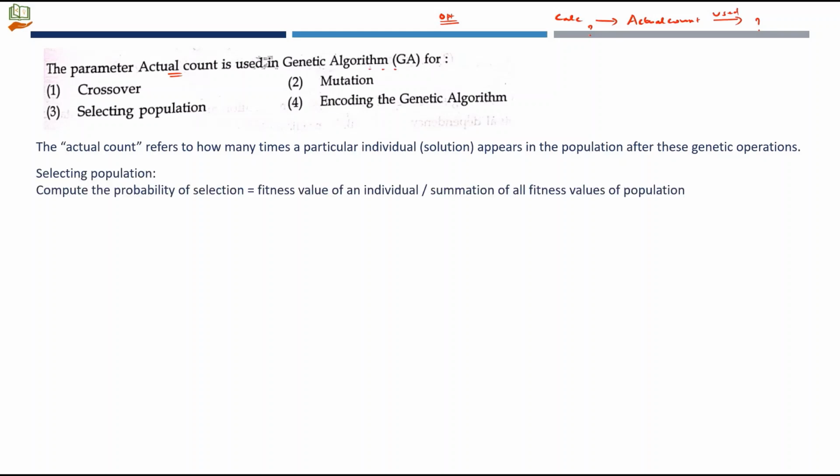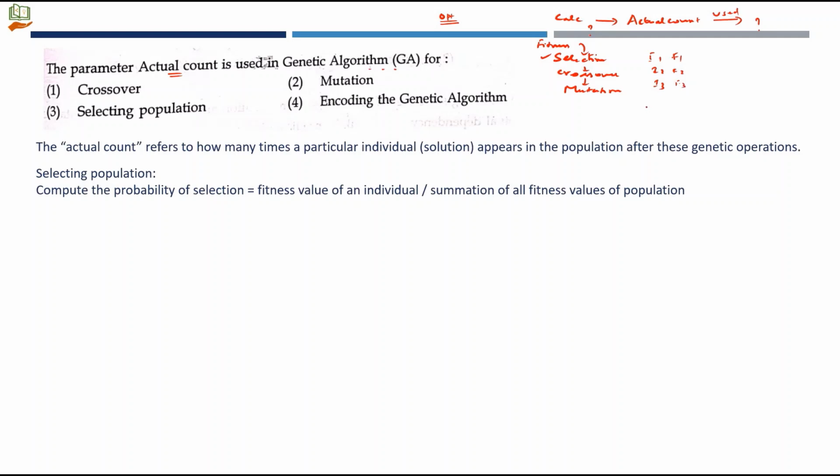So we know there are 3 operations after fitness calculation: selection, then crossover, then mutation. We are in selecting population now. Compute the probability of selection. How do you compute it? Say for example, if there are 3 individuals, namely I1, I2 and I3, you will have fitness values for them as F1, F2 and F3.